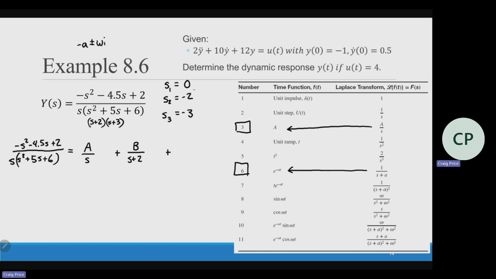So a 0 root gives me a 0 denominator here. A -2 root gives me a 0 denominator here. Then we're going to have a constant over s plus 3. So the number of partial fractions should equal the number of roots we have. We have 3 roots. Therefore, we're going to have 3 partial fractions based on those roots. And we'll get to complex ones soon today. That's where we're headed.